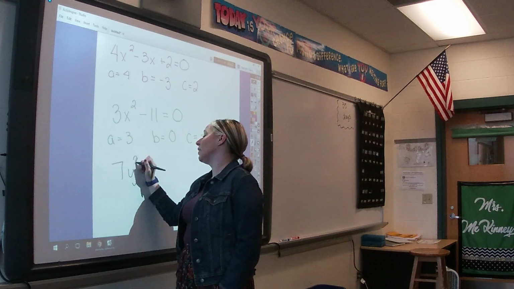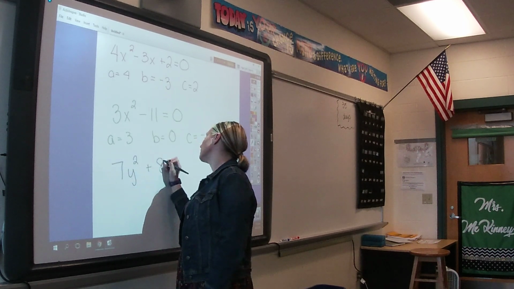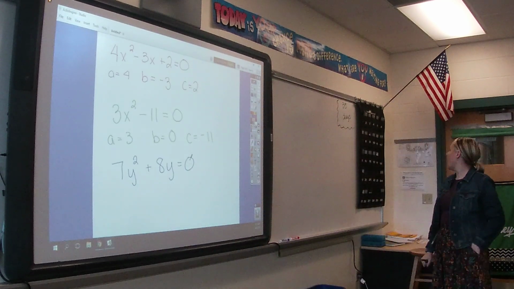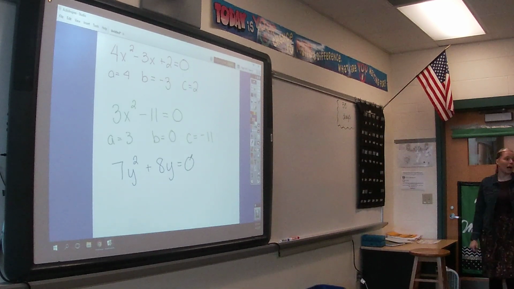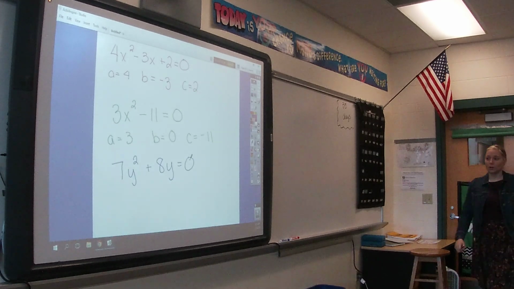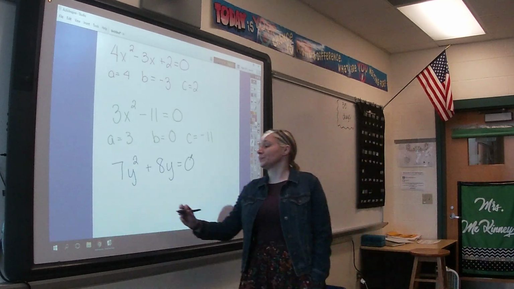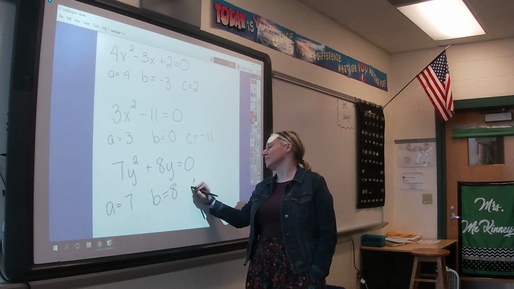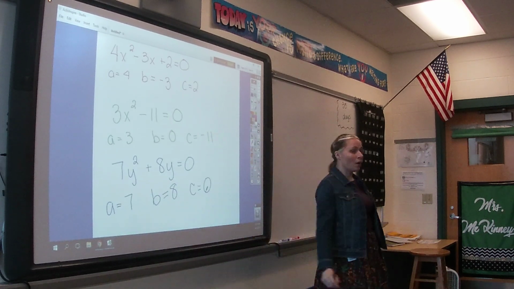Just like with anything, the variable could change up. How about this one? 7y squared plus 8y equals 0. 7 is A. What's B? 8. C is 0 on that one.